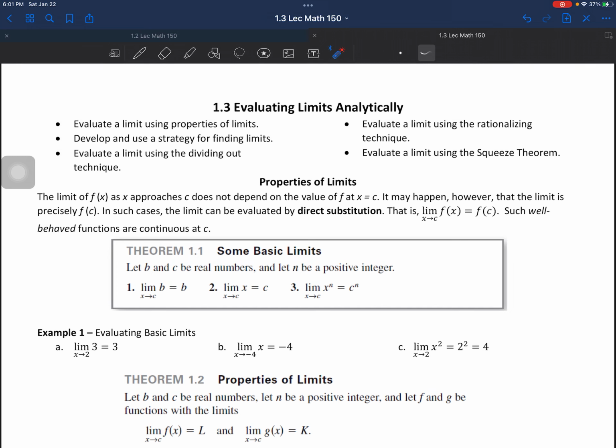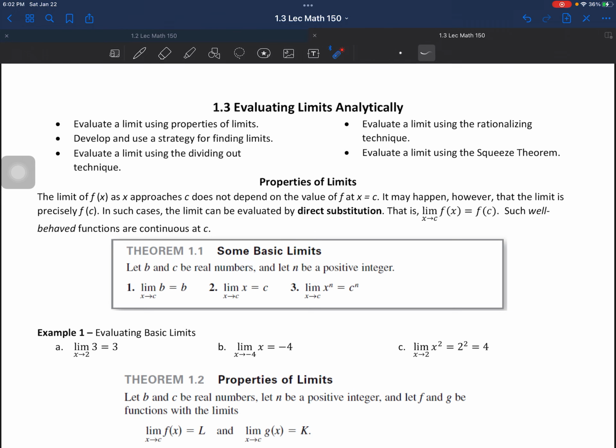So the objectives for this section will be to evaluate a limit using properties of limits, which we'll define pretty soon, develop and use a strategy for finding limits, evaluate a limit using the dividing out technique, evaluate a limit using the rationalizing technique, and evaluate a limit using the squeeze theorem. So let's begin with the first one.